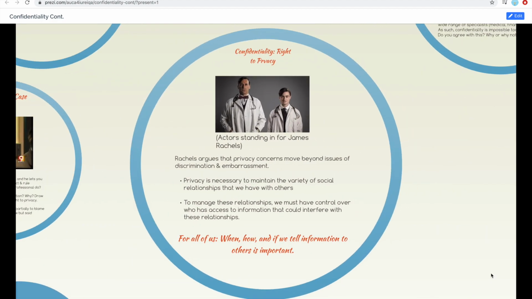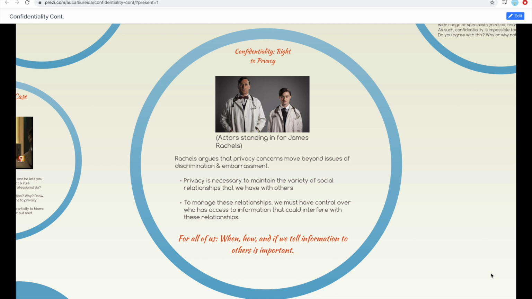And remember Rachels, from the discussion on euthanasia, also discusses confidentiality quite clearly, and he looks at the larger social implications. And he argues that privacy concerns typically move beyond issues of discrimination and embarrassment. There's actually another component here, in consequences. There's an entirely different component that's not typically discussed, but that should be placed on the table.